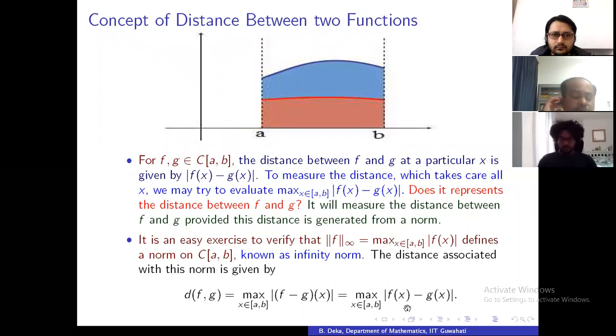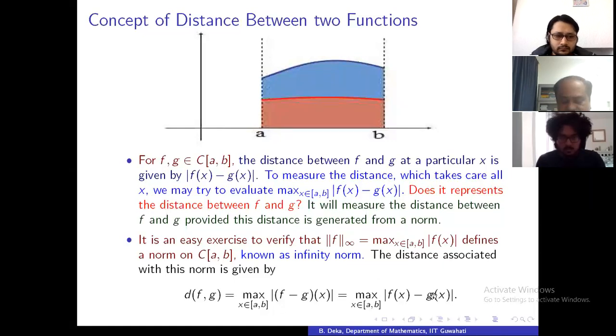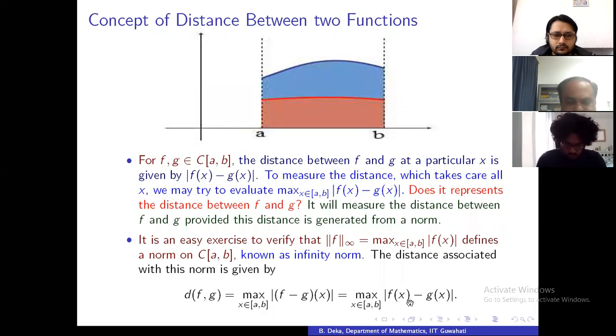That means you find out the distance between the two at a particular point, and you continue over [a,b], and then you try to find out the maximum of this. That will give you a distance between these two. So for me, the distance between two functions will be calculated by this formula: the maximum over x belonging to [a,b] of |f(x) minus g(x)| will be the distance between the two functions f and g. You can define other distances also, but in this presentation, I'll only concentrate on this distance, right?